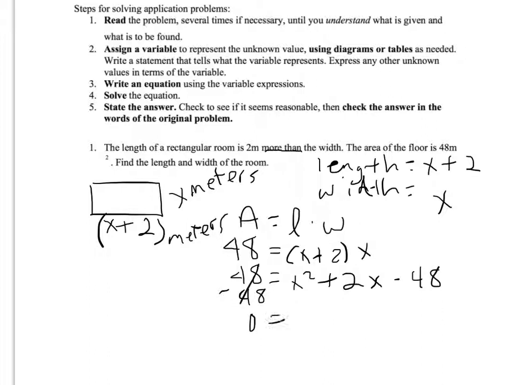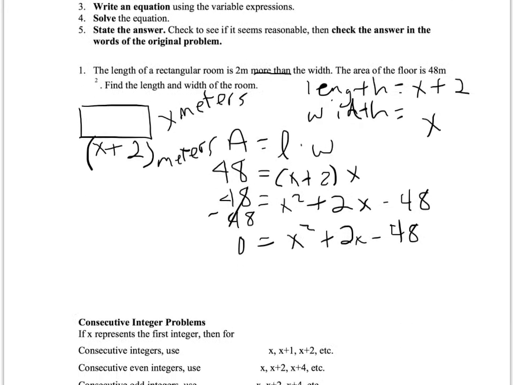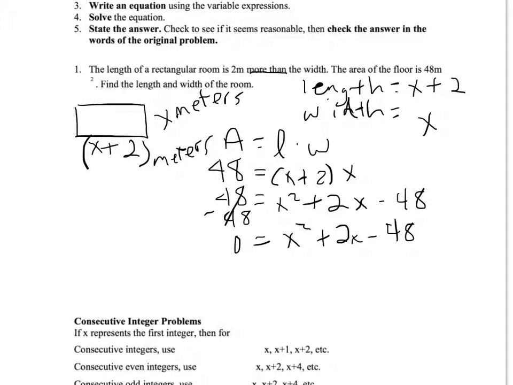That will give me 0 equals x squared plus 2x minus 48 on the right side. Now, at this point, I go back to what we learned about factoring. I'm looking for a pair of numbers that will multiply to give me a negative 48, add to give me a positive 2. Because it multiplies to give me a negative, I know I need a pair of numbers where one is negative, one is positive. And the pair that's going to work that will multiply to give me negative 48, add to give me positive 2, has to be a negative 6 and a positive 8.